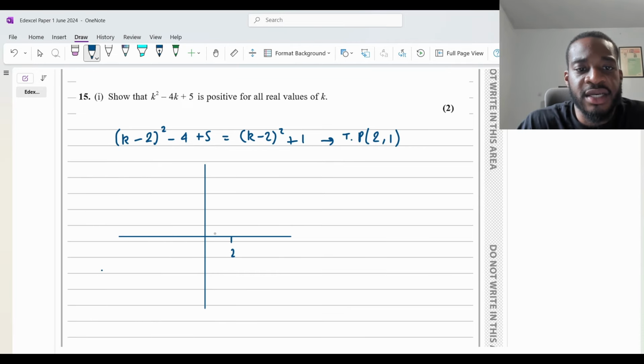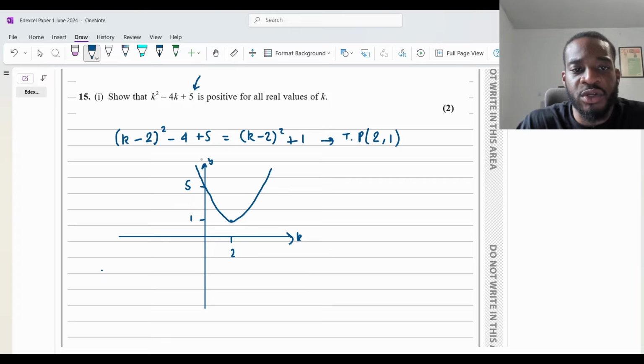So let's just say 2 is there. Let's say 1 is there. The turning point is right there. The y-intercept is 5, right? So it's going to be a 5 there. This is the k-axis. That's the y-axis, like that. And then the graph, which is going to be a parabola through those points, like that. K squared is positive, so we know it's going to go that way. And yeah, this is the graph of y equals k squared minus 4k plus 5.